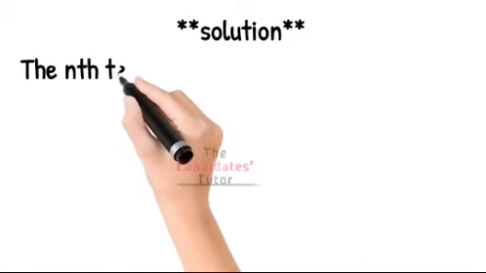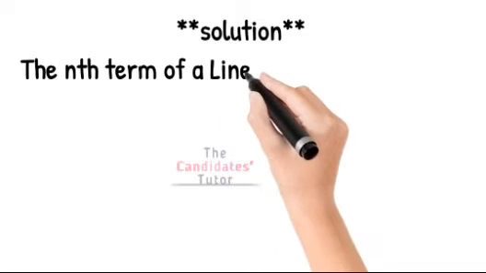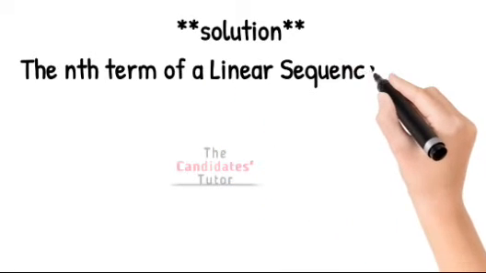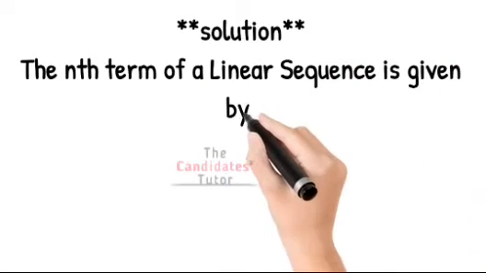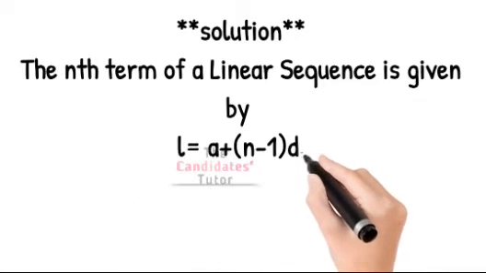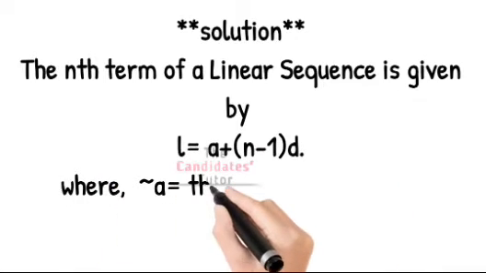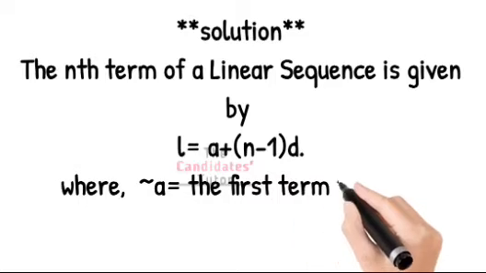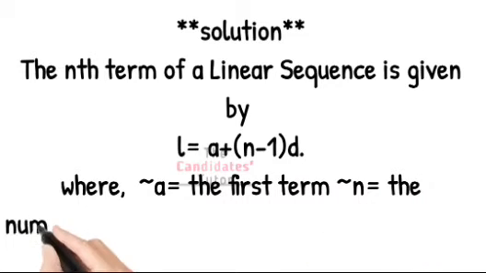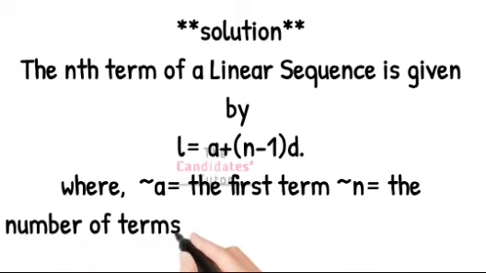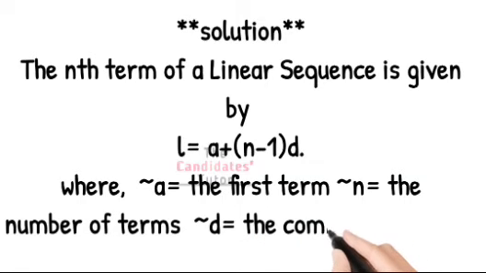Let's write the formula for finding the nth term of a linear sequence. The nth term of a linear sequence is given by L equals a plus (n minus 1)d, where a is the first term, n is the number of terms, and d is the common difference.